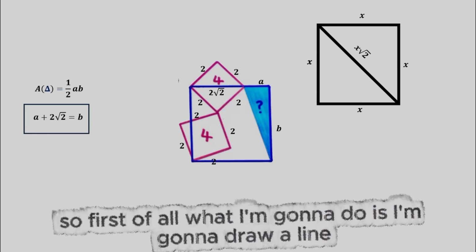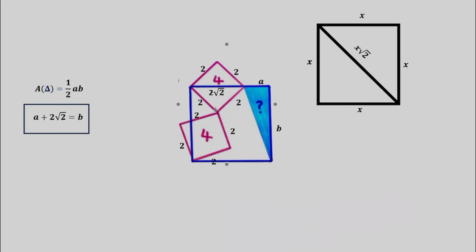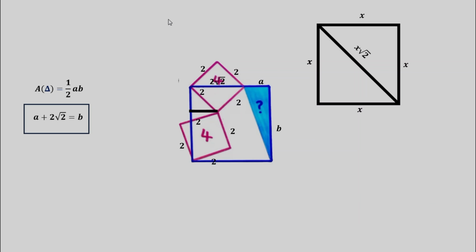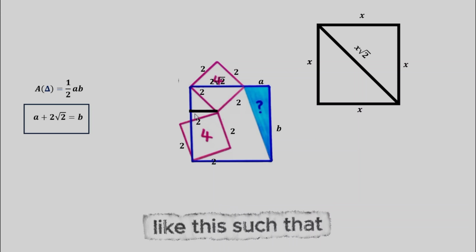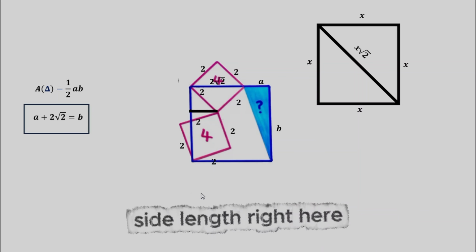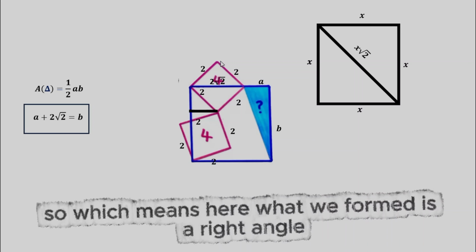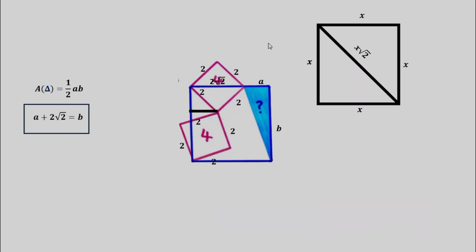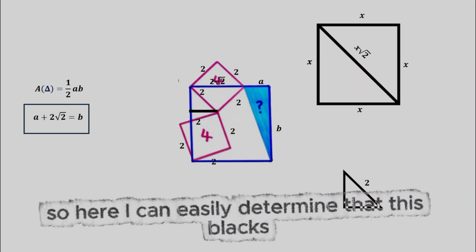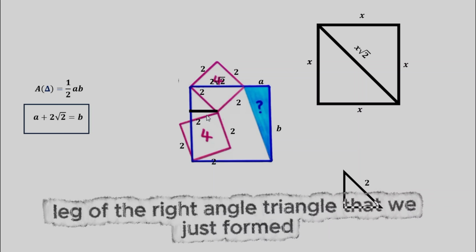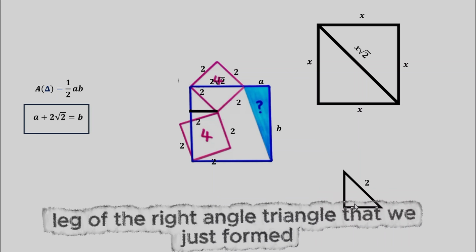So first of all, what I'm going to do is I'm going to draw a line from this point to this point, like this, such that this line is perpendicular to this side length right here. So which means here what we formed is a right angle triangle. So I'm going to take it separately to the right side. So here I can easily determine that this black line is equal to the other leg of the right angle triangle that we just formed.